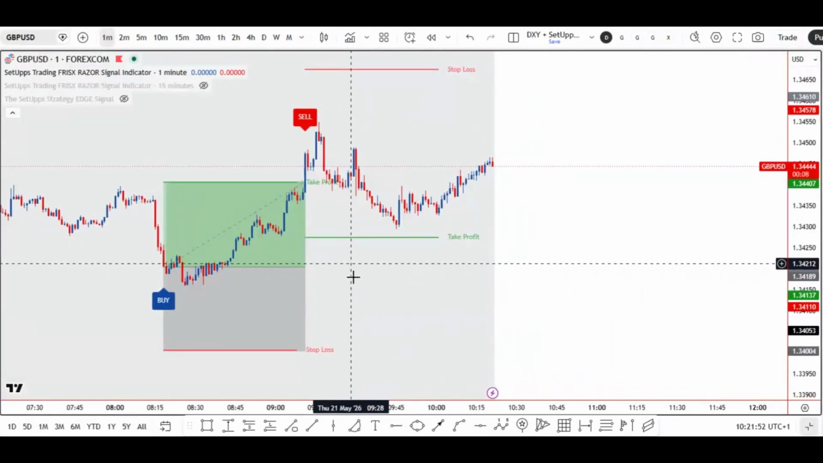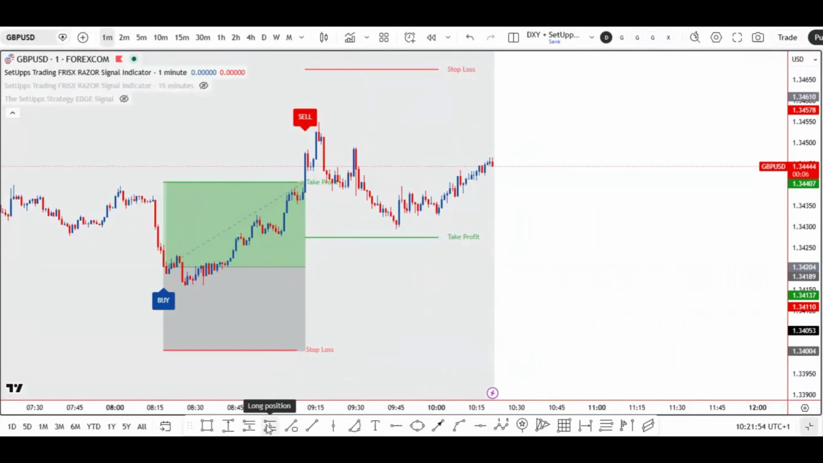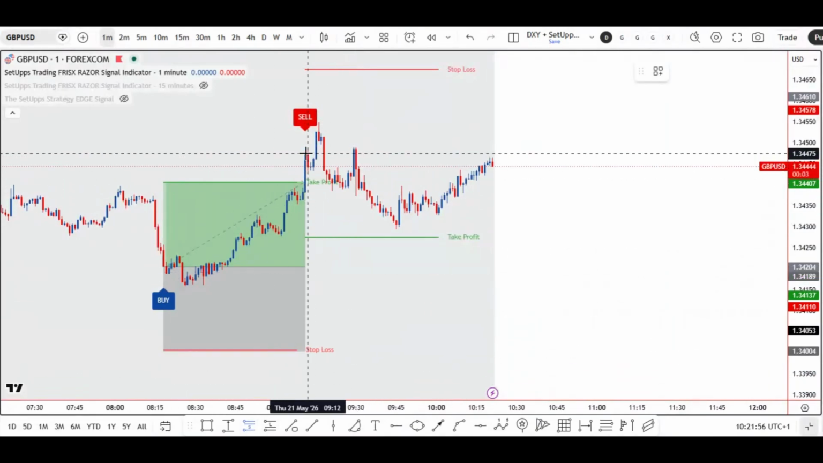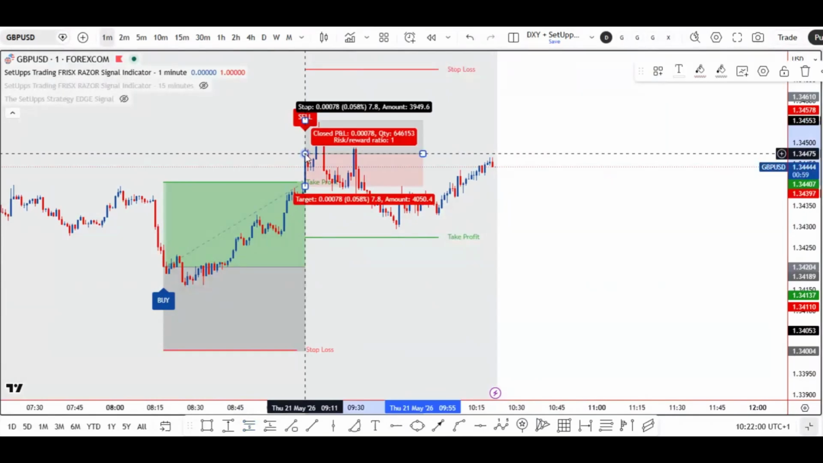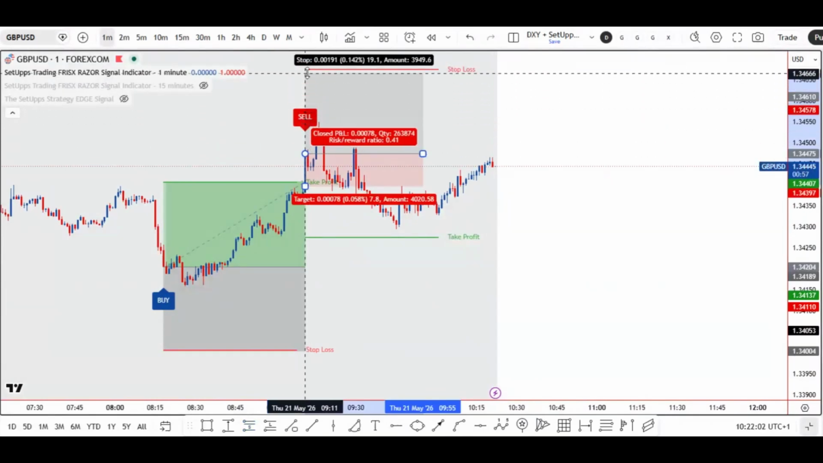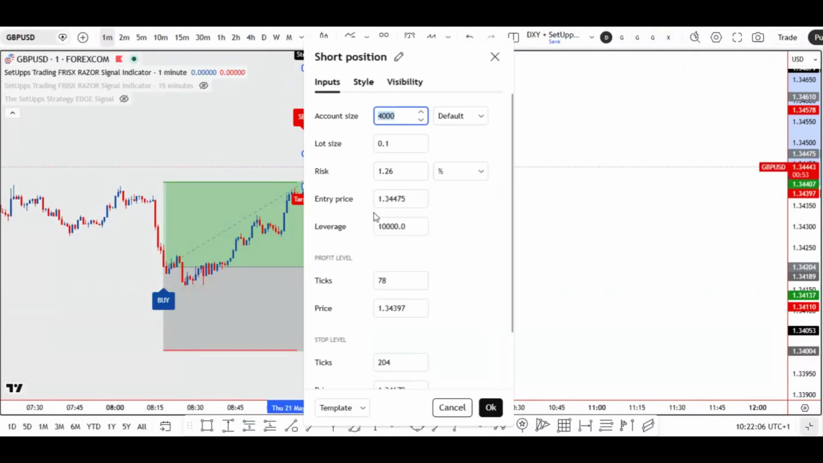Now, as I speak to you now, I'm in this trade. I'm currently in this sell trade. So I took the entry when the signal appeared. So that's that level here. Stop loss at 20. I'll change that, it's easier to type in. The 20 TP and 20 stop loss.